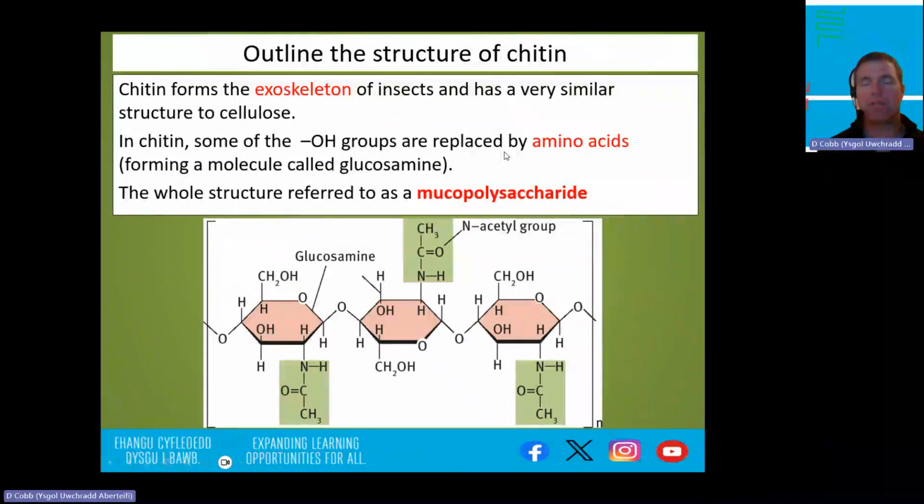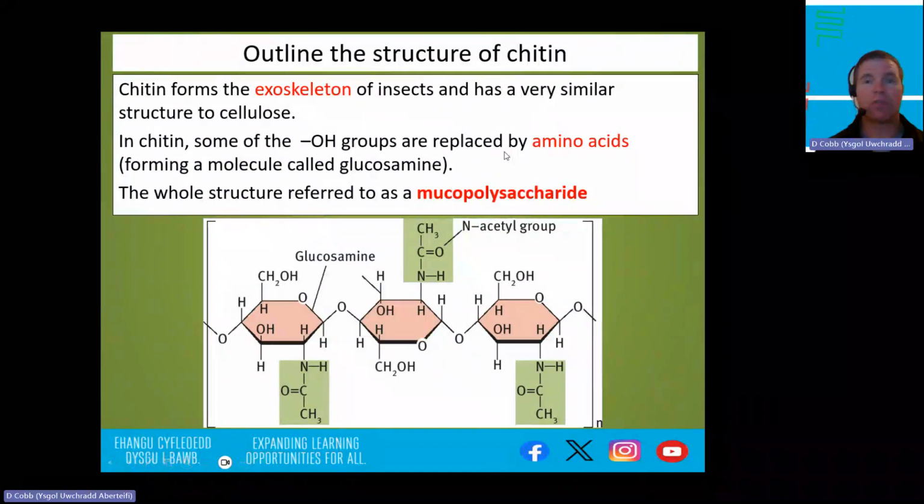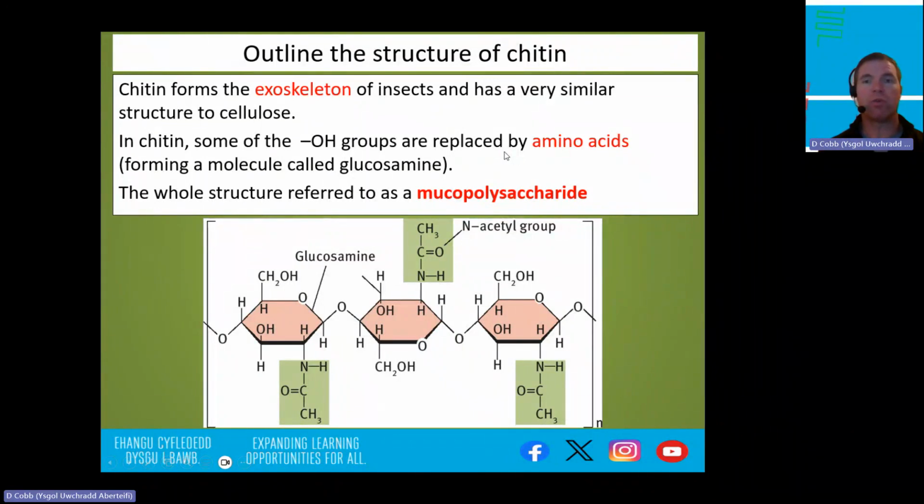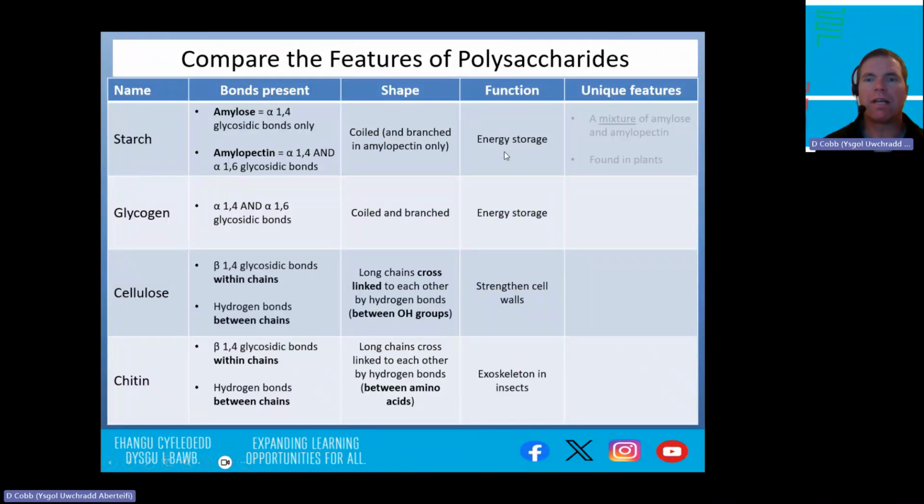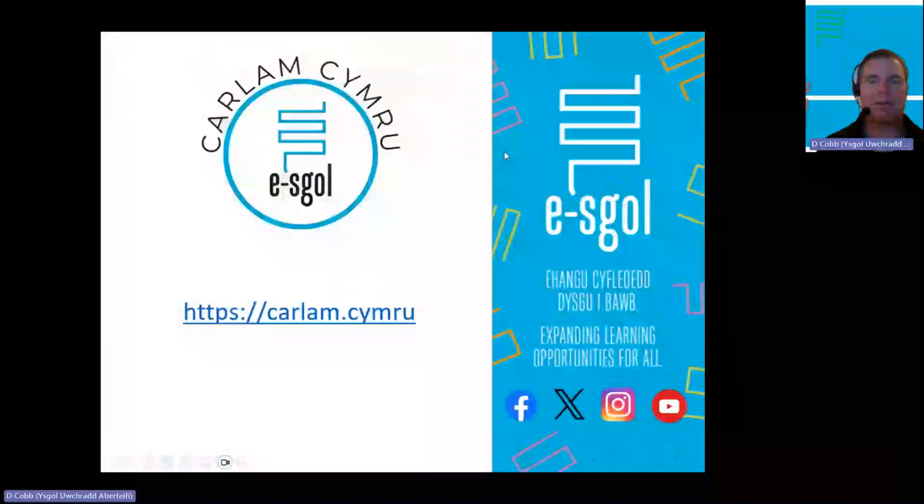So the next stage for you is to take those three words and see if you can put them into sentences to outline the structure of chitin. Build upon those three words, use them as waypoints, and make sure you can then put them into meaningful sentences which describe the structure of chitin. But otherwise, that is it. I hope you found it useful.